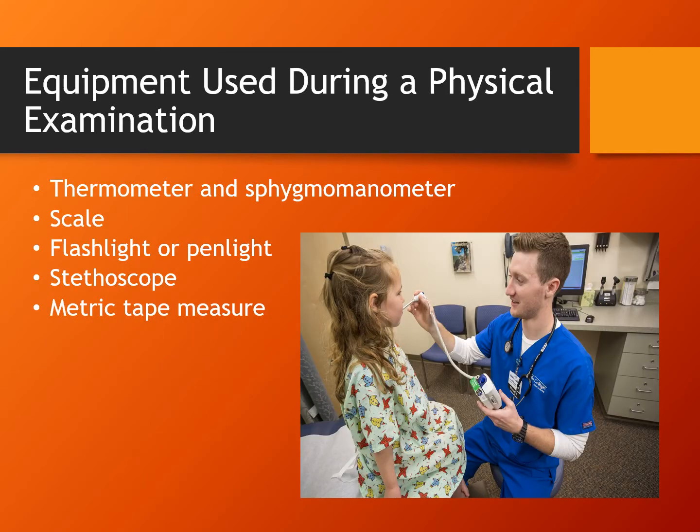What kind of equipment do you use during a physical exam? A thermometer, a sphygmomanometer, which is your blood pressure cuff. You might need a scale, flashlight, or a penlight. You might need a stethoscope. More likely, probably the things you're going to need the most are the stethoscope and the thermometer. You might need a tape measure. When I was a neonatal nurse and we checked head circumference, we needed a tape measure for that.